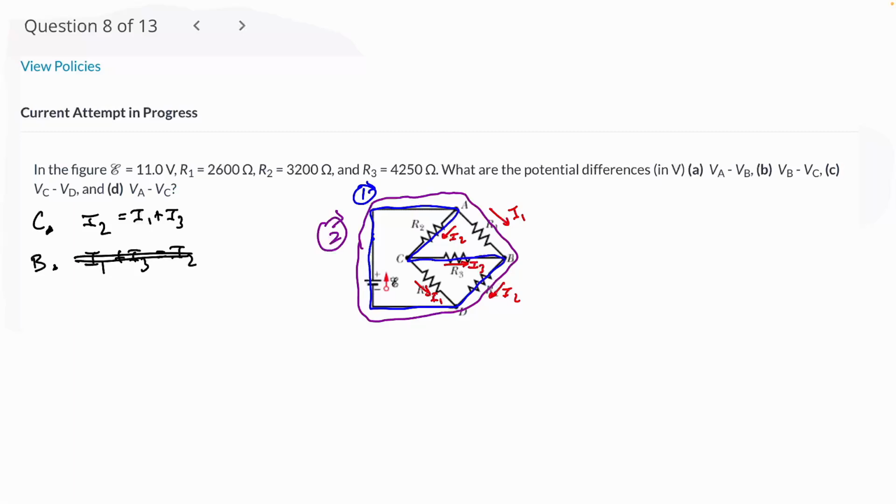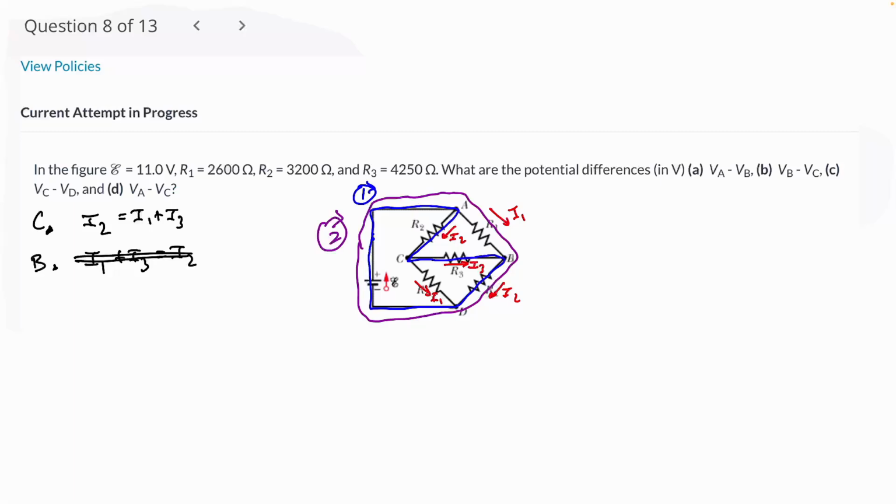I didn't write down a current through the battery. Why not? There's no resistor in there. For the loop rule, the Kirchhoff's laws, the current through the battery doesn't matter.